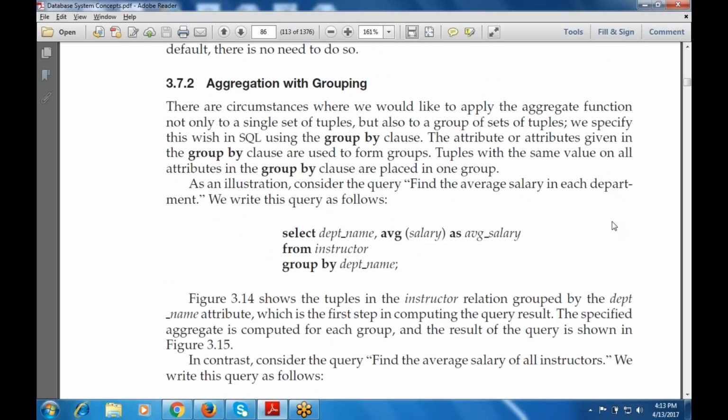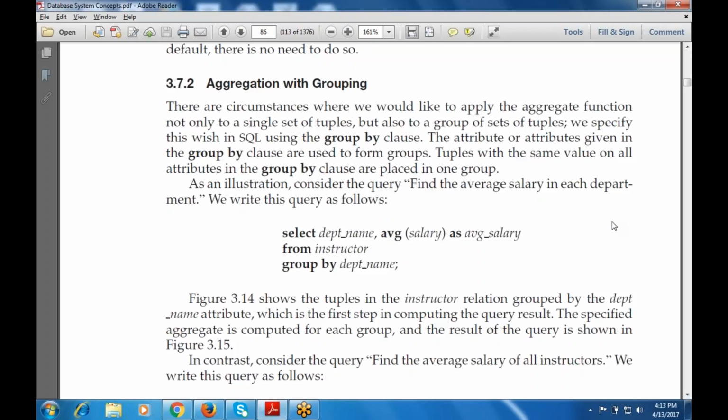There are some scenarios where we would like to apply the aggregate function not only to a single set, but to multiple sets of cells or tuples. We specify this in SQL under the group by clause, and the attributes given in the group by clause are used to form the groups. Tuples with the same value on all the attributes in the group by clause are placed in one group.